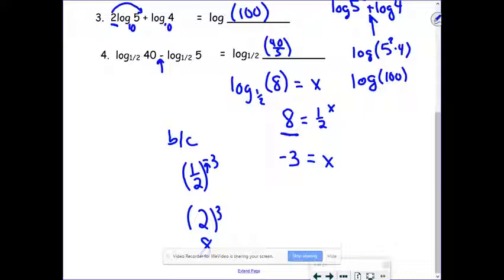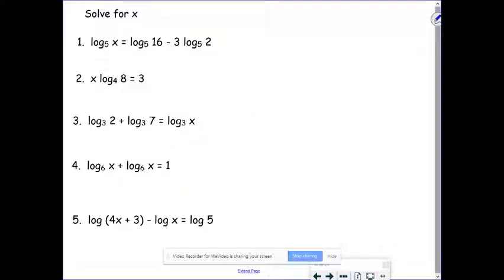So we have a little downtime here for a second. Okay, pause it. Give the next ones a shot. We're going to solve these. So work to get x alone.